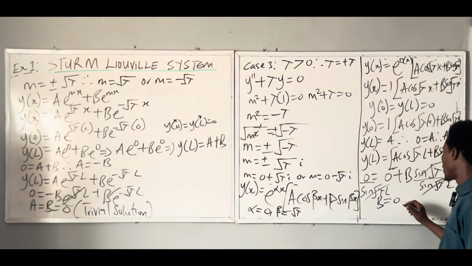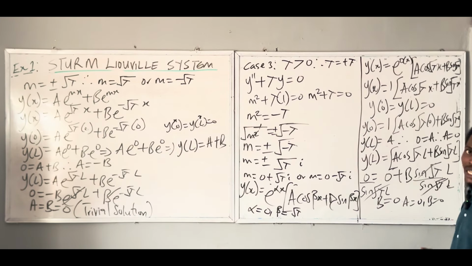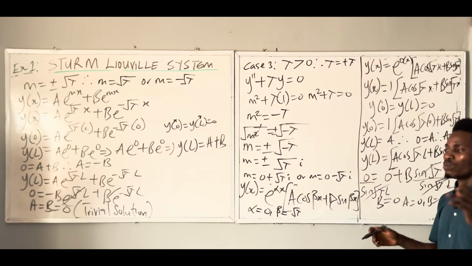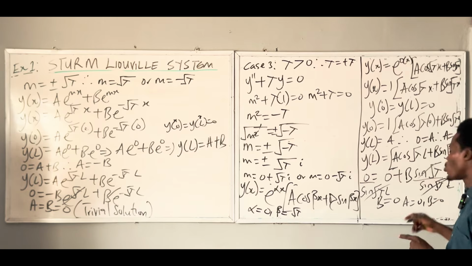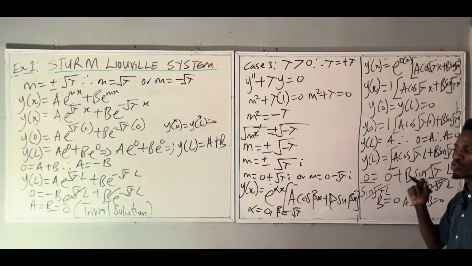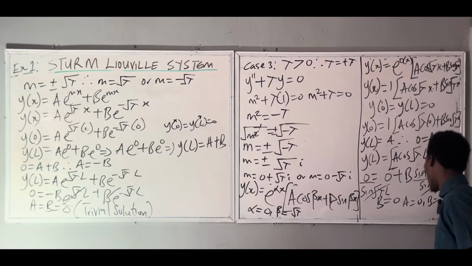You can see that here a is equal to 0, b is equal to 0. My case 1 is a trivial solution, that is, a is equal to 0, b is equal to 0. My case 2 is a trivial solution, a is equal to 0, b is equal to 0. So my case 3 must not be 0 as well. How can I prevent it from being 0?